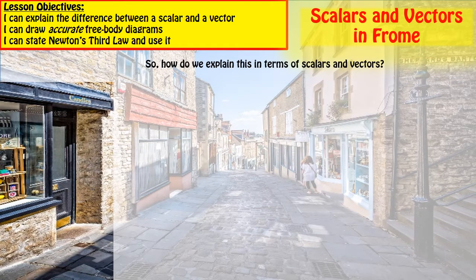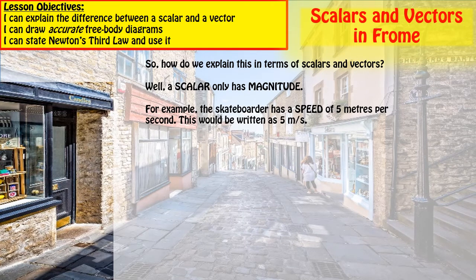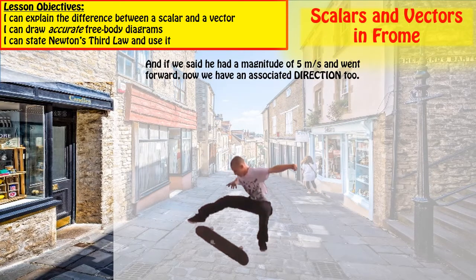So how do we explain this in terms of scalars and vectors? A scalar only has magnitude. For example, the skateboarder has a speed of 5 meters per second, and you probably know this already. It's written as 5 m/s. Don't ever write mps, that means something different. So 5 meters per second, 5 and then m/s. So a scalar has a magnitude. There he is. And if we said he had a magnitude of 5 meters per second and he went forwards, now we've got an associated direction as well. And that means it's a vector quantity.